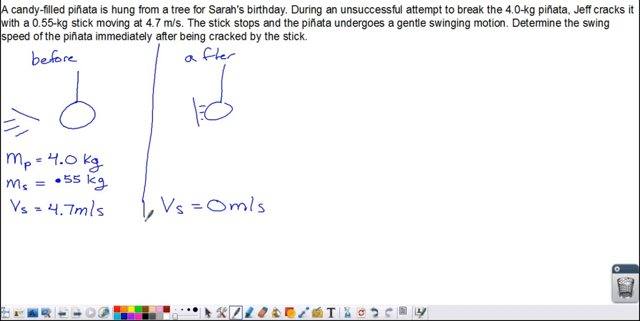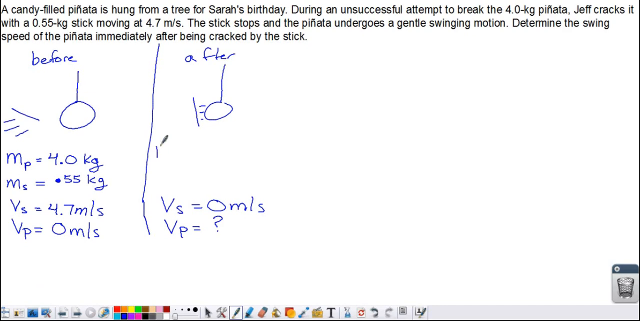And the piñata undergoes a gentle swinging motion. So the speed of the piñata afterward is going to be swinging, but we don't know how fast. It says to determine the speed of the piñata, so that's what we're trying to find. So what else do I know over here? Well, I want to have something written down for the speed of the piñata to start. Well, it's just hanging there, so we're going to go with 0 meters per second.